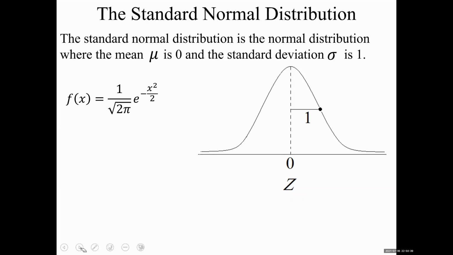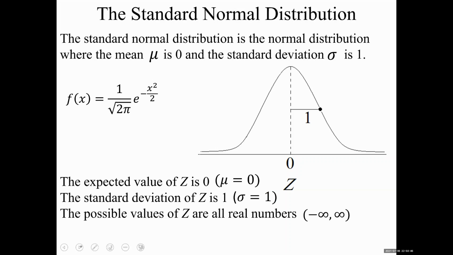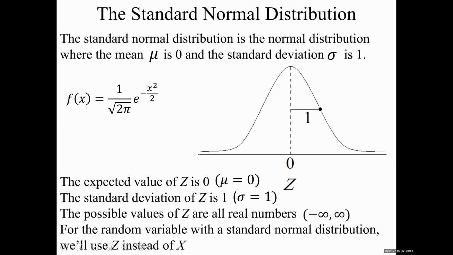All right, let me click through the rest of this. So the expected value is 0. The mean is 0. Standard deviation is 1. The possible values are still all real numbers. That's the way it is for every normal distribution, including the standard normal distribution. And for the standard normal distribution, we are going to use the letter z instead of the letter x.